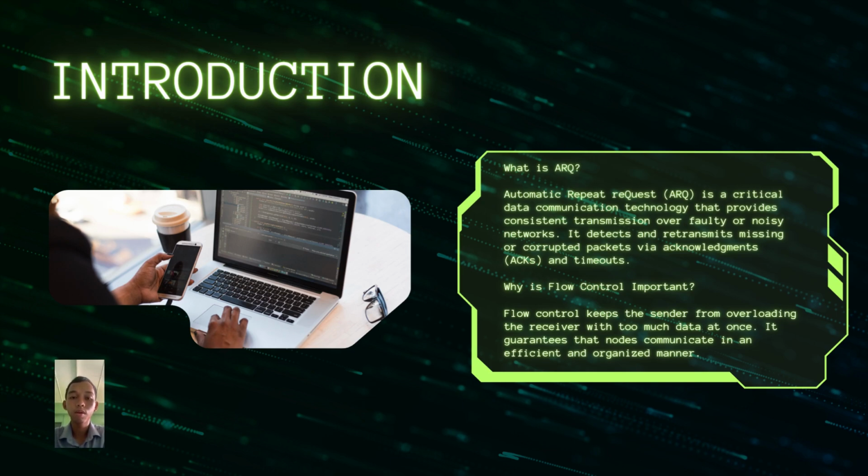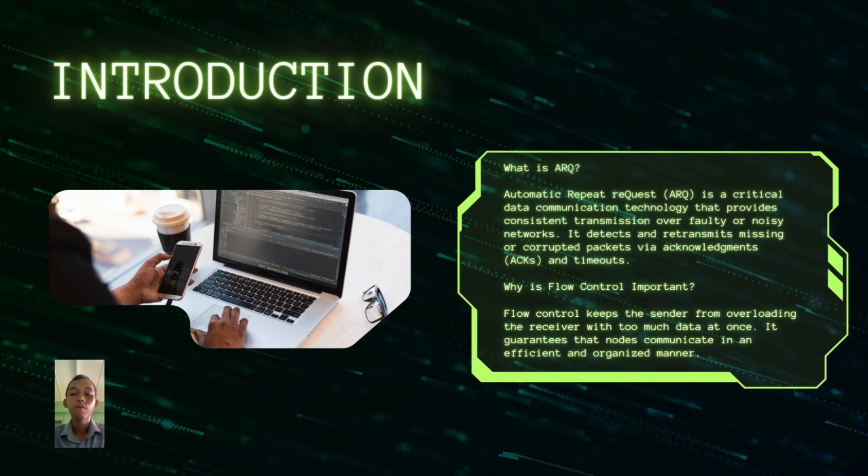So let's talk about two important concepts in data communication, ARQ and flow control. First, ARQ, or automatic repeat request, helps ensure reliable data transmission. If any data packets get lost or corrupted during transmission, like over a noisy or unreliable network, ARQ detects that and automatically requests a retransmission. It uses acknowledgements, or ACKs, to confirm successful delivery and timeouts to detect when a packet needs to be resent.